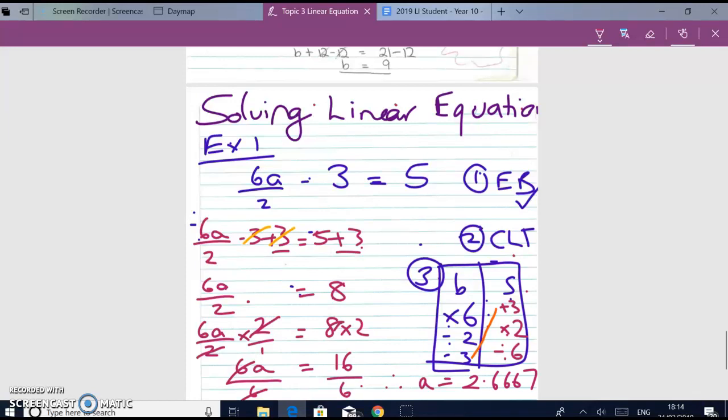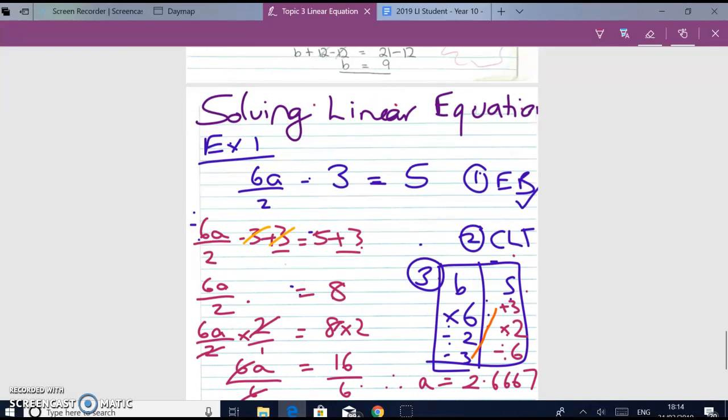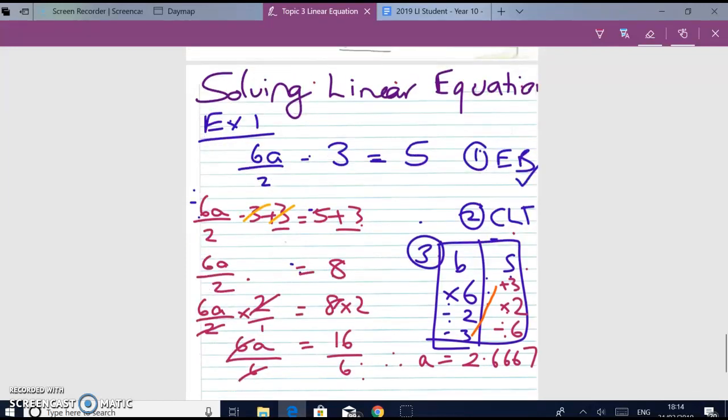Alright? So that's another couple of examples on solving the equations. I hope that helps you do question 1 and question 5 of your learning intentions. Have a go, guys, and copy those examples into your glossaries.